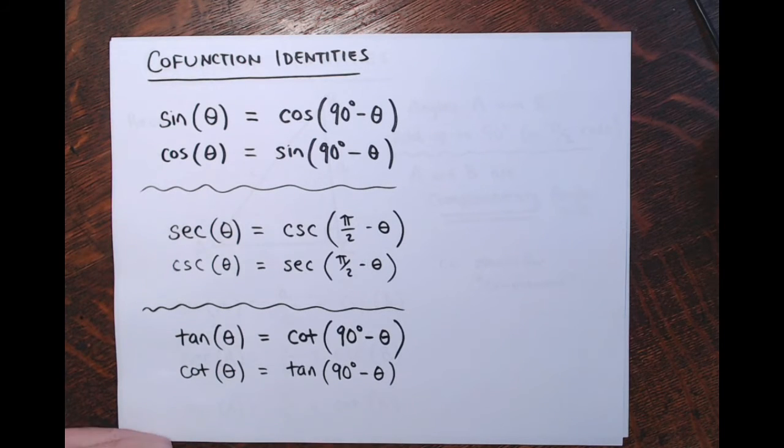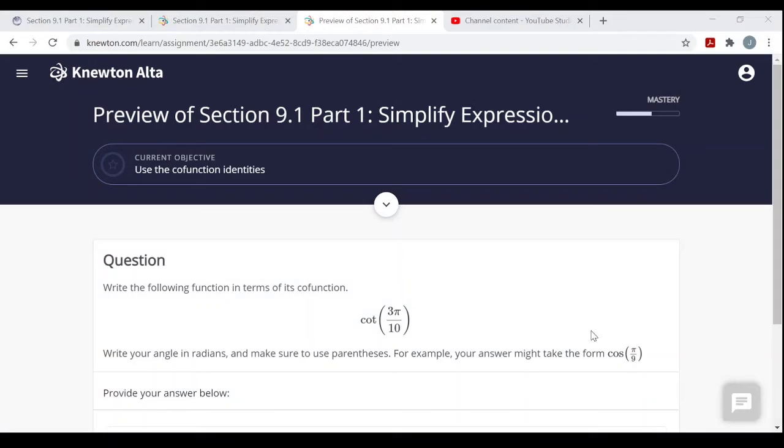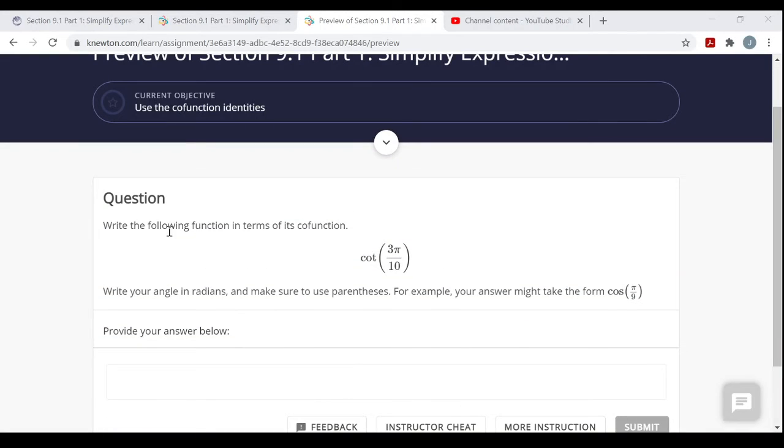So again, co means complement. Sine and cosine. Secant and cosecant. Tangent and cotangent. So these are the cofunction identities. Now, what we are asked to do here says, write the following function in terms of its cofunction. So what's the cofunction of cotangent? That would be tangent. And notice they gave us an angle measure here in radians.